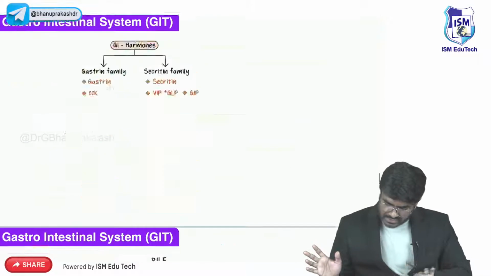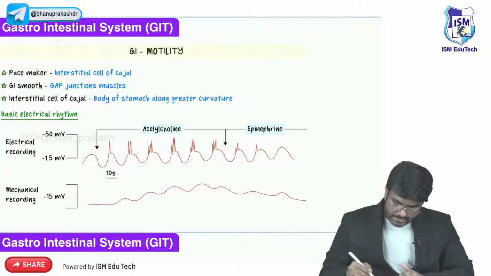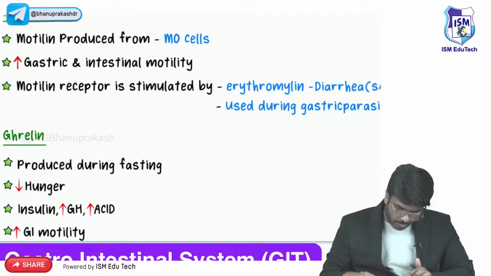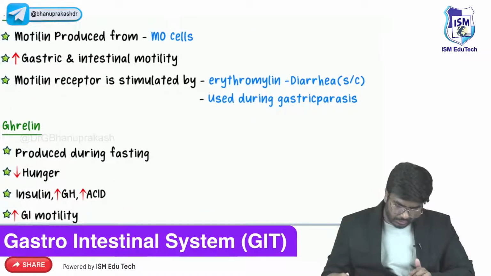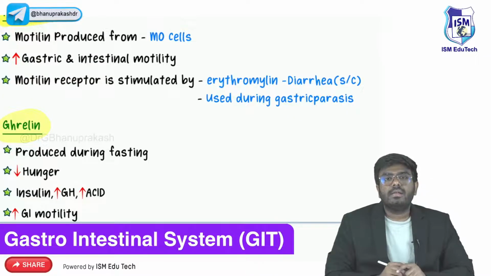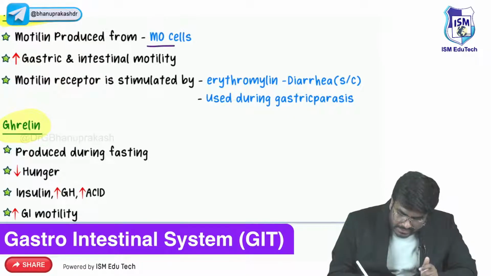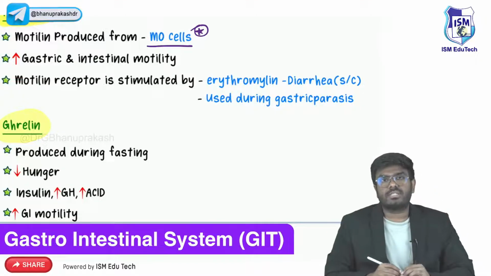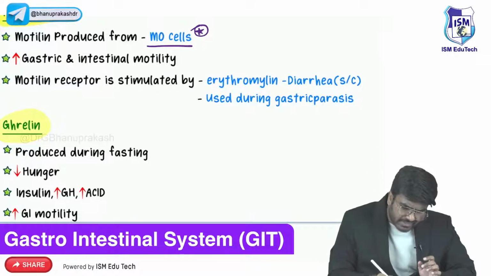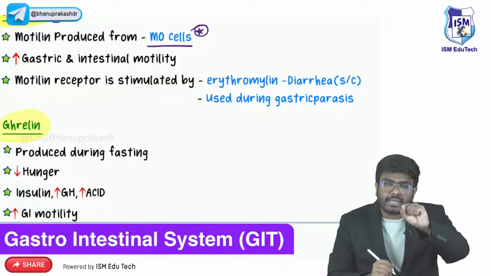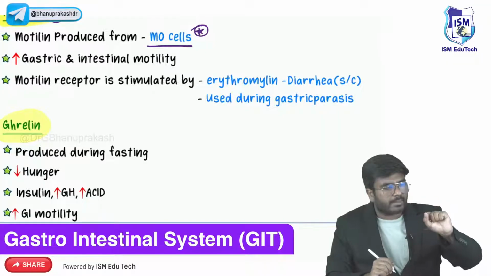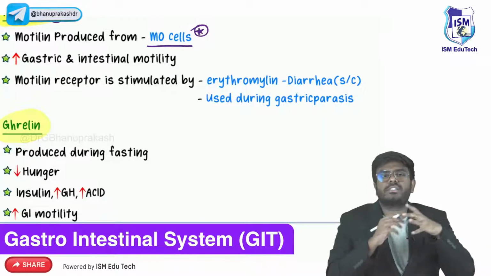Now after this, there are two GI hormones which I want you to know: motilin as well as ghrelin. Who produces motilin in the intestines? Motilin is produced by Mo cells. The name itself says it: motilin helps in motility, in GIT contractions.